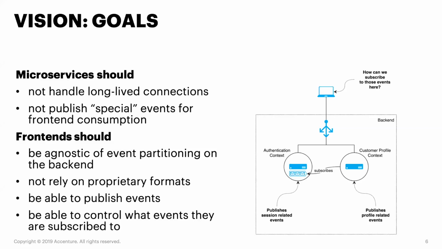As mentioned already, front-end should be agnostic of the way events are stored on the backend. To easily support browser-based apps, there shouldn't be any proprietary formats involved. Frontends should be enabled to publish events towards microservices. Frontends should also be enabled to control what kind of events they receive by maintaining event subscriptions themselves.